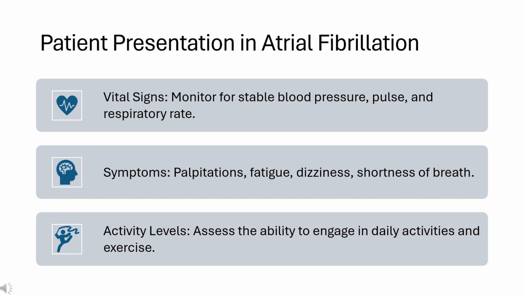Observe the patient's respiratory rate and effort. AFib can lead to shortness of breath, particularly if it affects cardiac output and pulmonary circulation. Establish a baseline respiratory rate for the patient and watch for any deviations that may indicate worsening symptoms or complications.